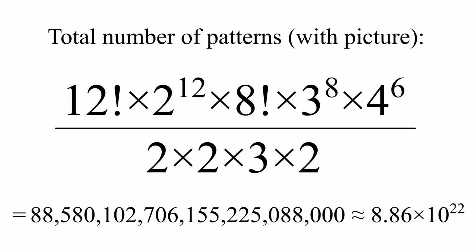So, to get the total number of patterns you can make on a Rubik's Cube with non-symmetric pictures, multiply by 4 to the 6th power and divide by 2, and you get this. About 8.86 times 10 to the 22nd power. And that is the full answer to the question, how many patterns can you make on a Rubik's Cube?